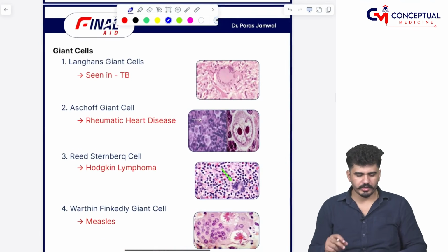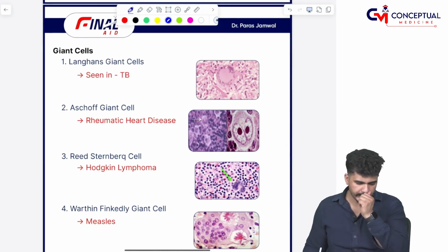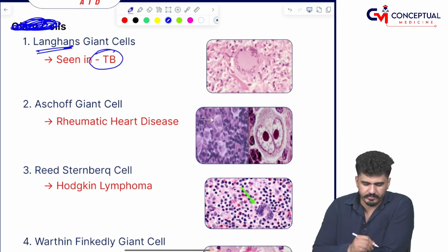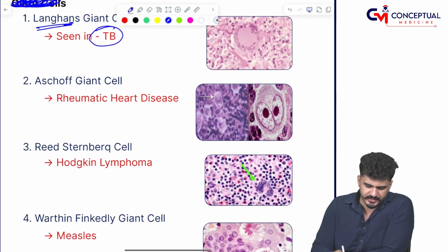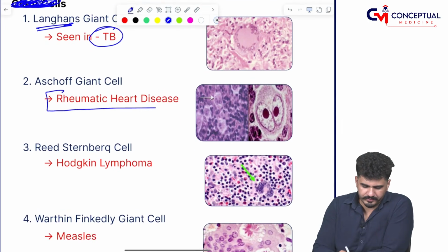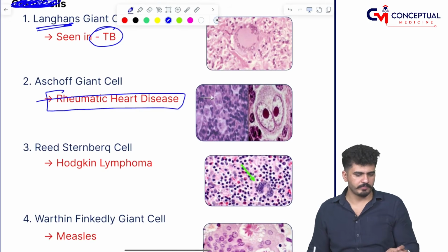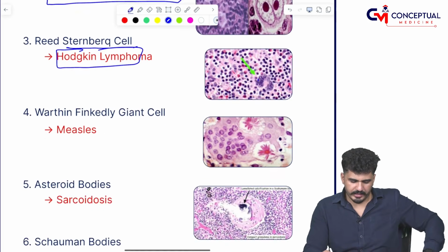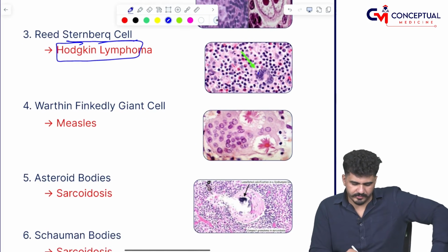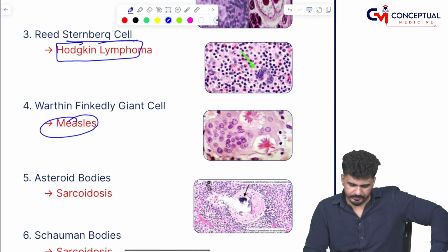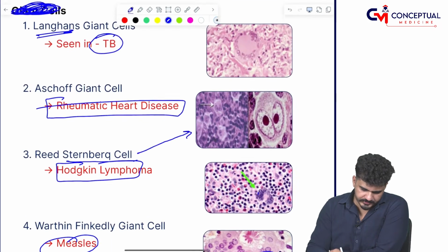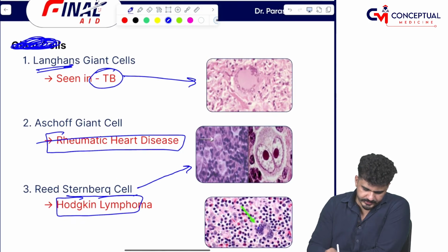And let's move on to the giant cells. Okay? First giant cell we have to talk about is Langhans giant cell. They are seen in TB. Okay? Aschoff giant cells are seen in rheumatic heart disease. One-liners you have to remember for your exam no matter what. Reed-Sternberg cells are seen in Hodgkin's lymphoma. And Warthin-Finkeldey giant cells will be seen in measles. Asteroid bodies, these are Reed-Sternberg cells, sir. This is Langhans giant cell, sir.